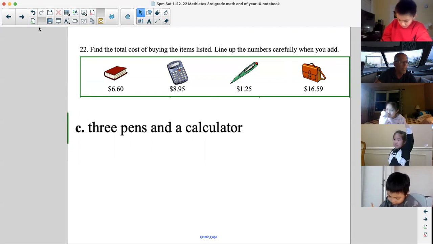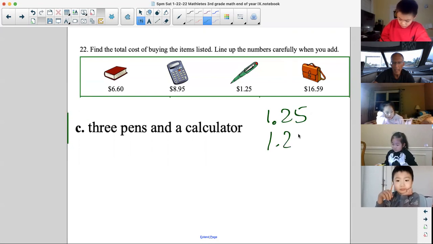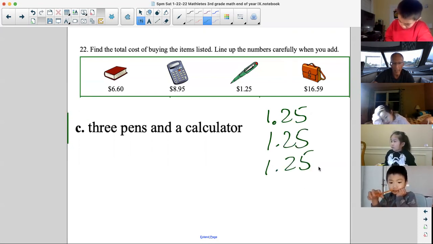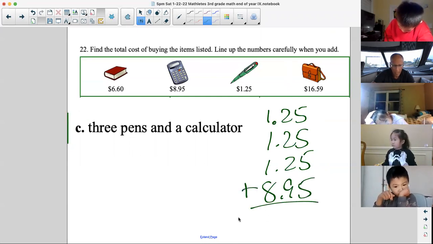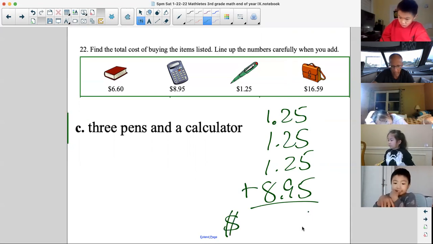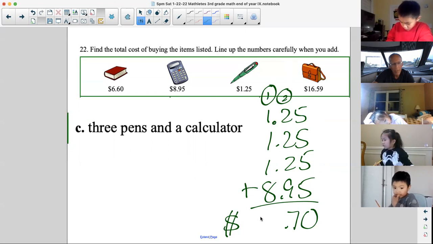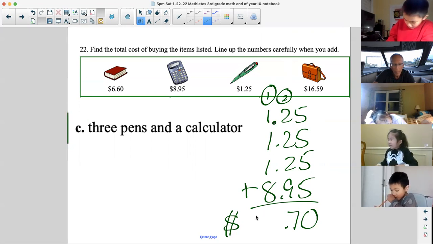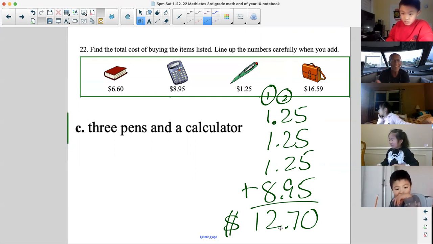All right. I'm going to let Eleanor answer this one. And Eleanor, let me write down the 3 pens and the calculator. And you can tell me how much we're talking about here. 1, 2, 3, go. $12.70. Wow. Awesome. That was great.